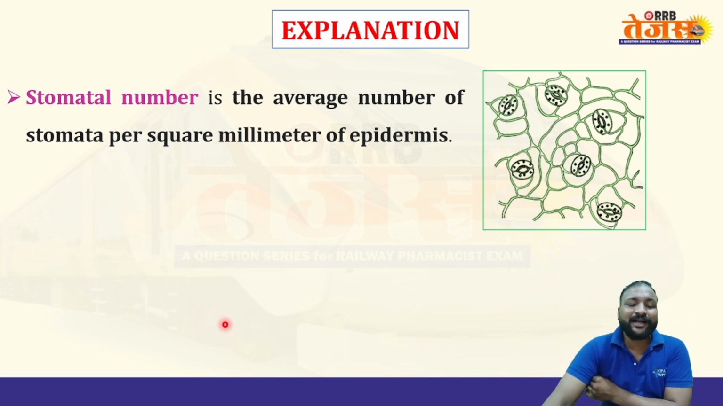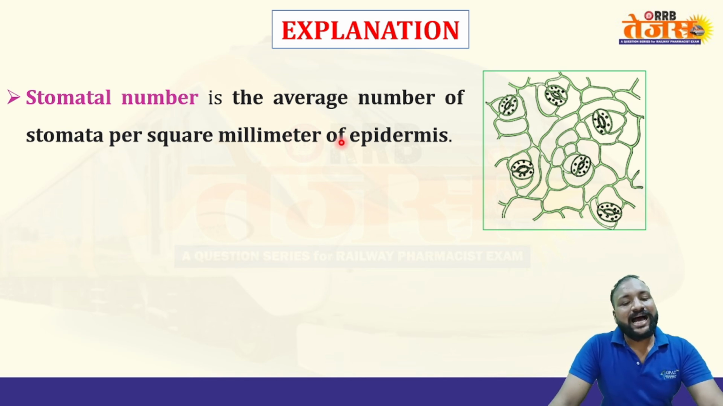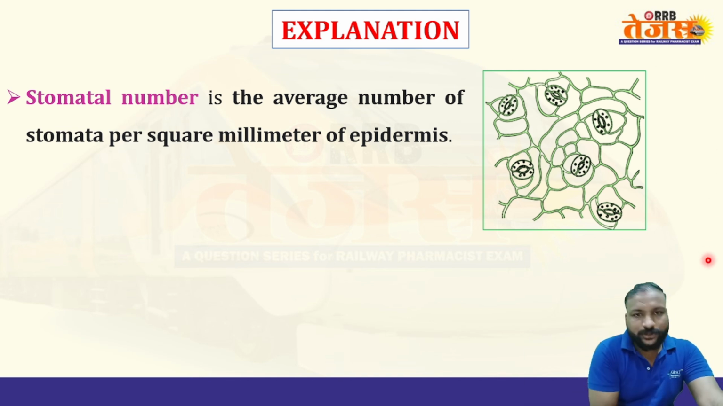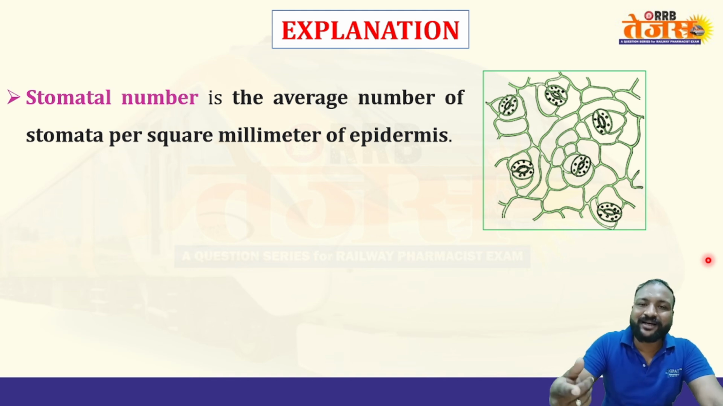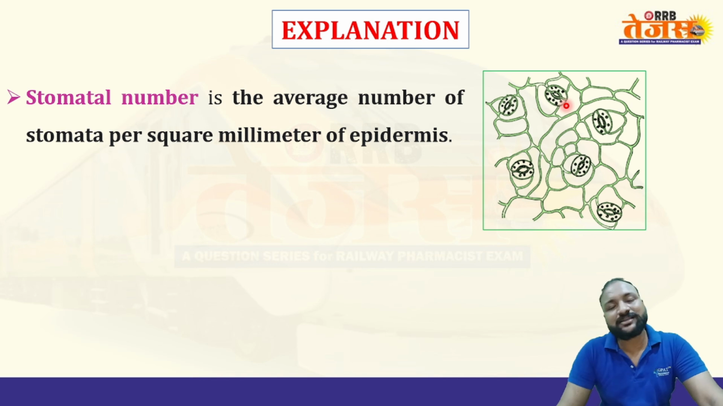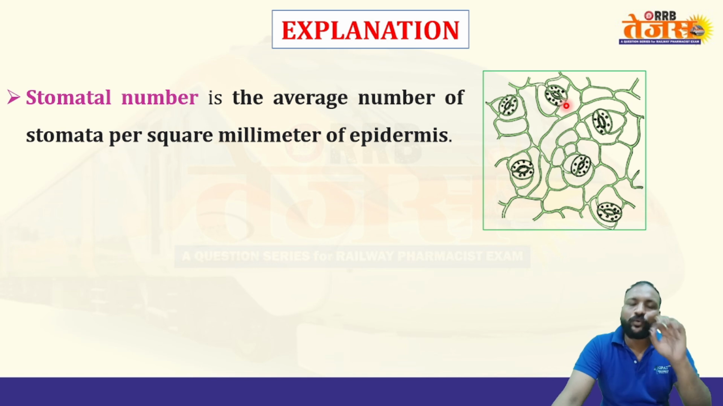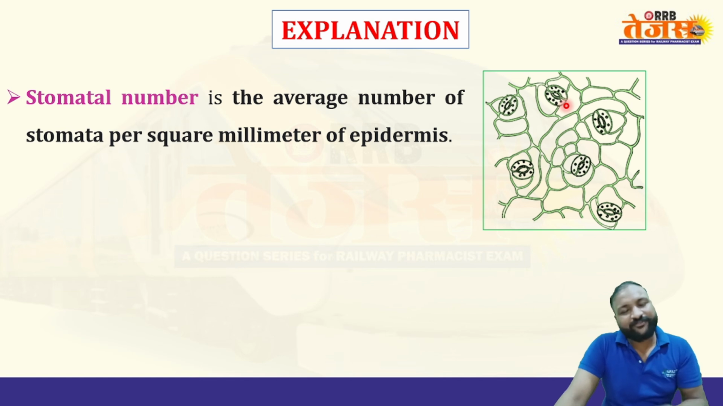The stomatal number is the average number of stomata per square surface area. This is the square surface area. The number of stomata present in this square surface area is considered to be the stomatal number. But if you consider epidermal cells or the guard cells, or the subsidiary cells along with the stomata, that is the stomatal index. But if you only count the number of stomata present in the square surface area, that will be the stomatal number only. Okay.